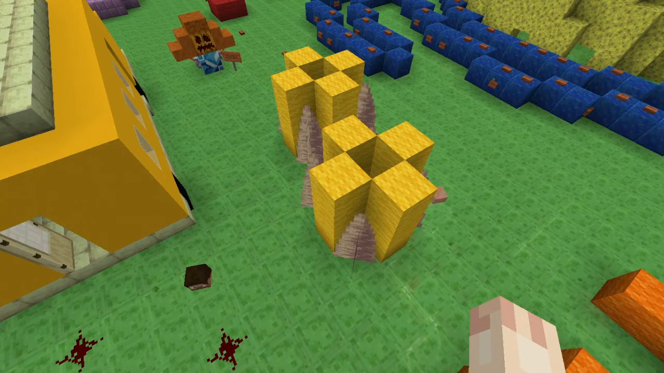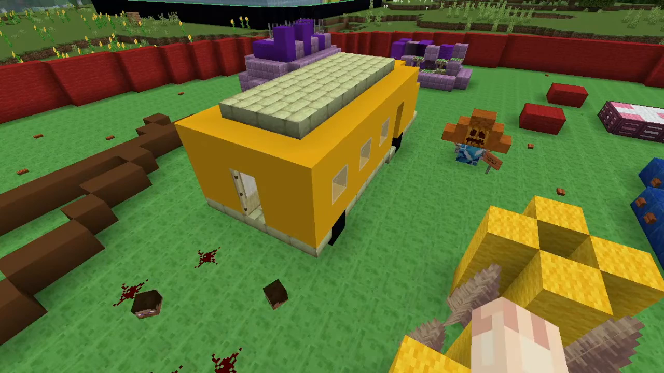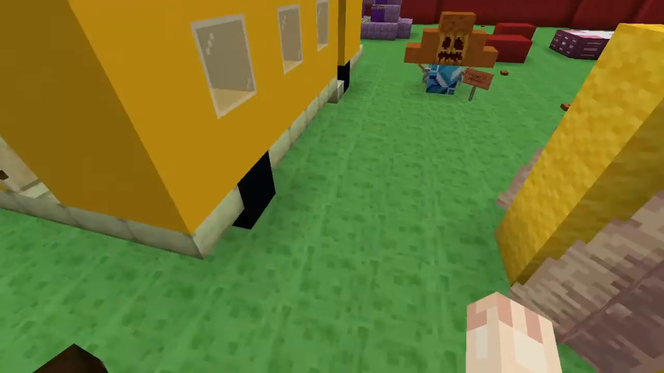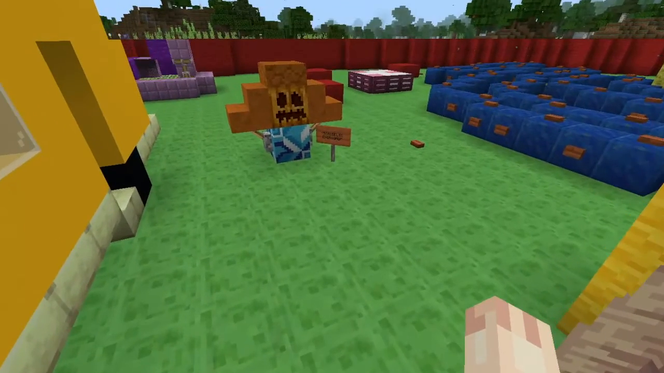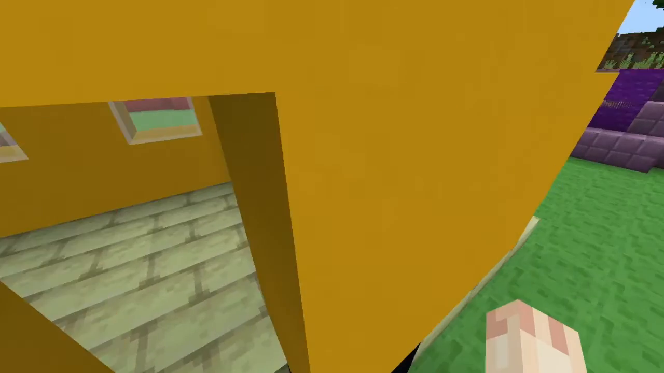Mitosis is cell division. And of course, we have the magic school bus. Miss Frizzle here could teach you about the cell, but instead I'm going to.